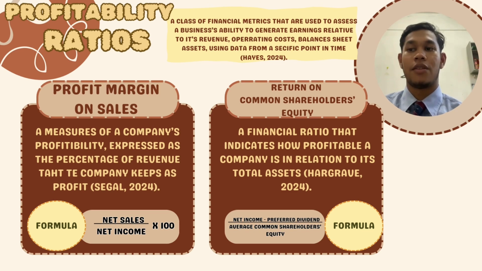And for return on common shareholders' equity, a financial ratio that indicates how profitable a company is in relation to its total assets. So the formula for return on common shareholders' equity is net income minus preferred dividend divided by average common shareholders' equity, and that is the formula.